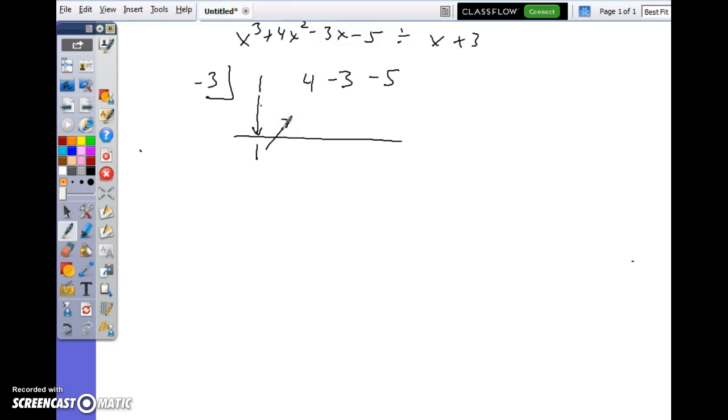One times negative 3 is? Negative 3. Yeah, down, that's right. And I multiply by negative 3, and I get, now I go down again, right? You get 1. Three. Multiply by negative 3 again, and I get?